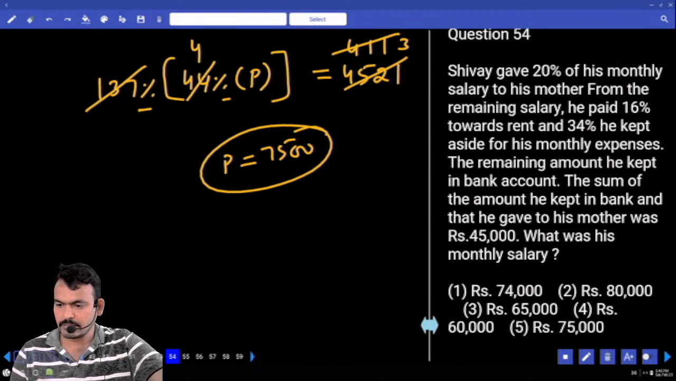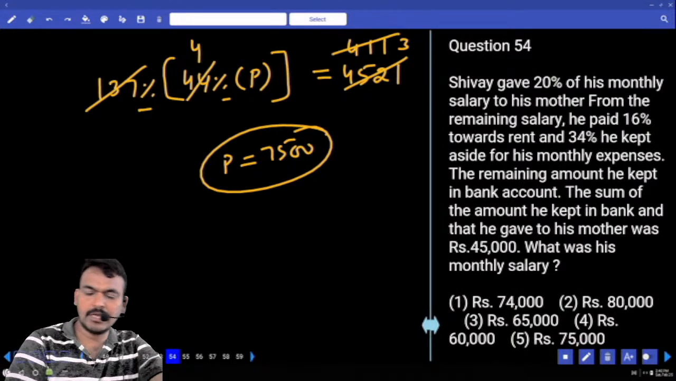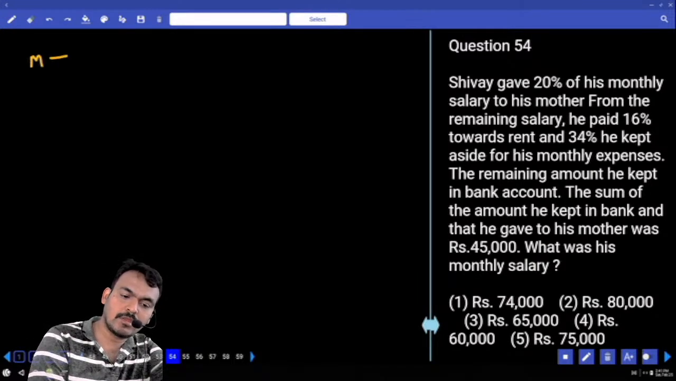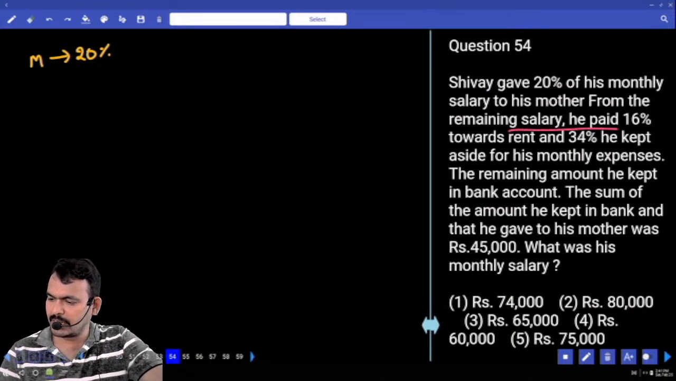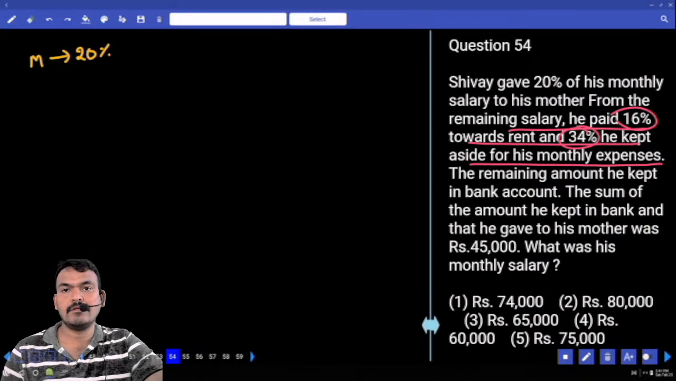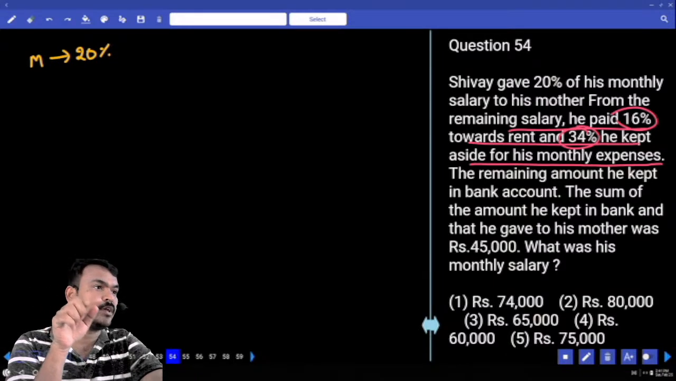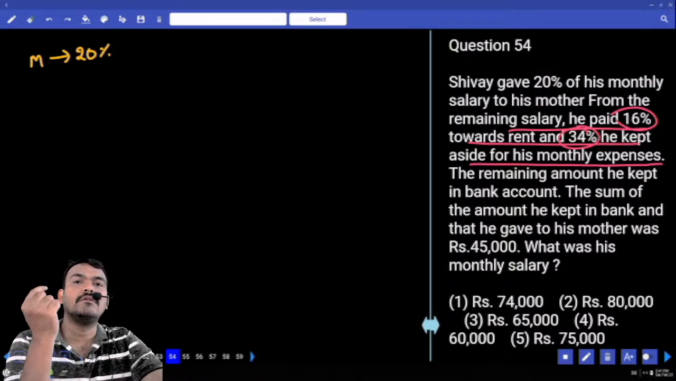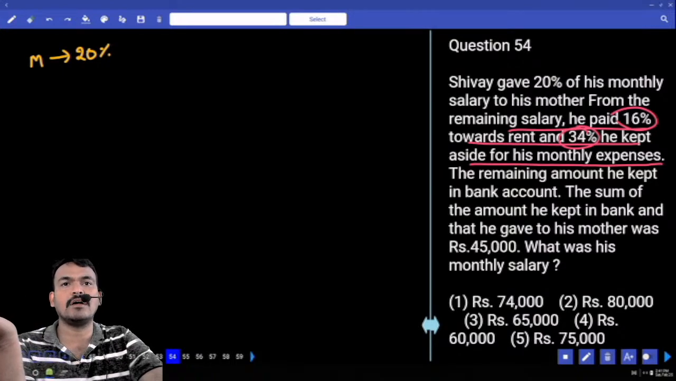Next 55. Shiv gave 20% of his monthly salary to his mother. Means mother received 20%. What is the remaining? 80%. From the remaining salary, he paid 16% towards rent and 34% aside for his monthly expenses. 16 plus 34, 50. What is the remaining? 80%. Out of 80, 50% is completed. Means 50% of 80% is completed. What is the remaining? 40%. 50% of 80 is 40. Out of 80, 40 is complete, means the remaining is also 40.